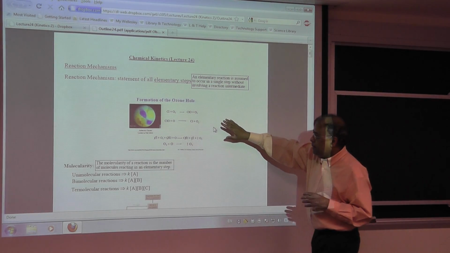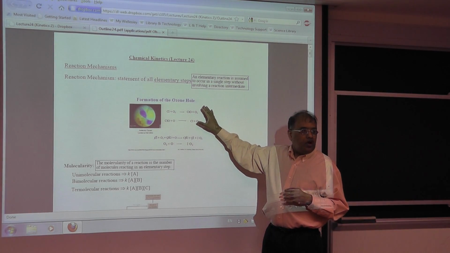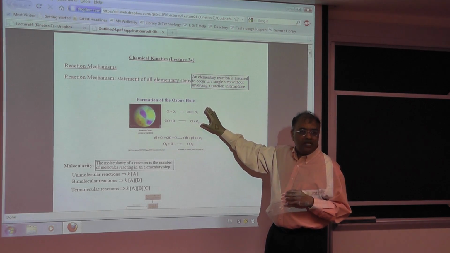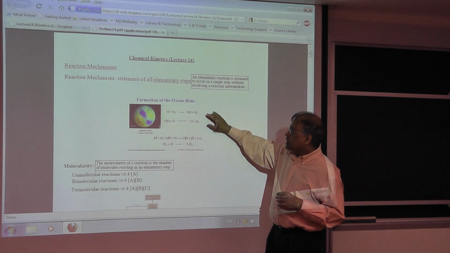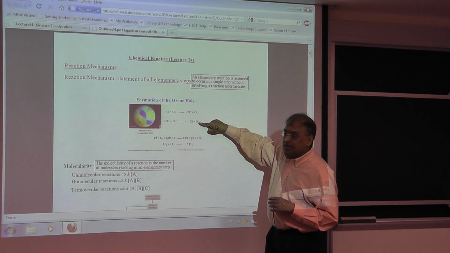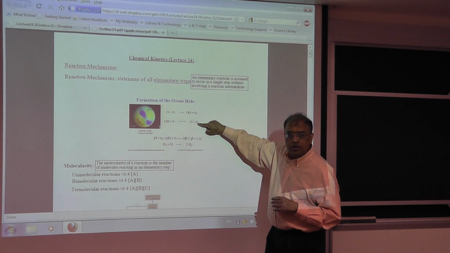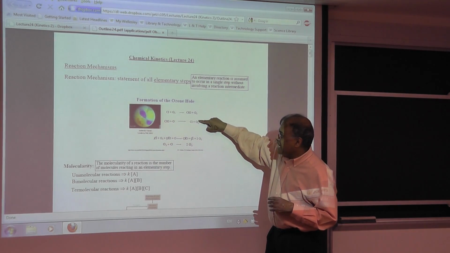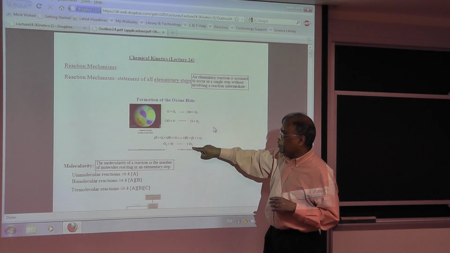So here is an example of a reaction mechanism associated with the formation of the ozone hole. Here is elementary step 1. Here is elementary step 2. The sum of these two reactions gives us the overall reaction.